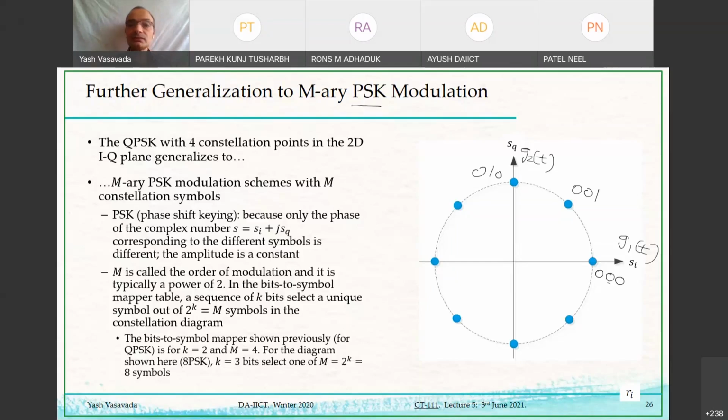It doesn't matter what the actual G1 of t and G2 of t waveforms are. What matters is that those two requirements have to be met. I should be able to write G1 of t as an electromagnetic waveform whose energy, if I measure it over one symbol duration, becomes 1.